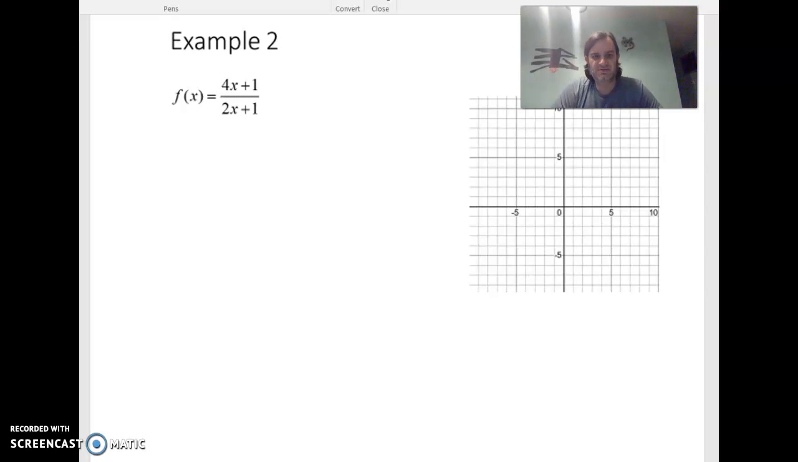Hey, it's Mr. Allred, and we're going to do another practice problem with rational functions. This one is the function f of x equals the numerator 4x plus 1 over the denominator 2x plus 1.